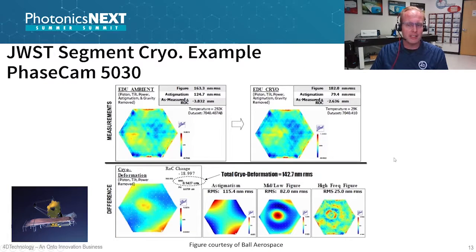You can see here that in this example, they looked at the ambient versus the cryo, and you can see within the 3D color maps here, slight variations in the shape of these structures. And they were able to measure deformation down to a few nanometers in those environments, and then be able to correct as is needed for each of the segments.